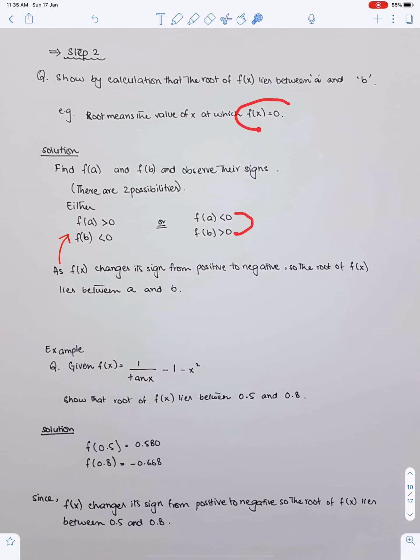Because to get 0, we must have one negative answer, let's suppose minus 3, and the other positive. Because 0 lies between these two. So if f(x) changes its sign either from positive to negative or negative to positive, then the root of this equation must lie between a and b. Therefore, find f(a) and f(b) and observe their signs. There are two possibilities, this and this. Let's suppose we have this possibility. So, since f(x) changes according to this possibility, as f(x) changes its sign from positive to negative, the root of f(x) lies between a and b.